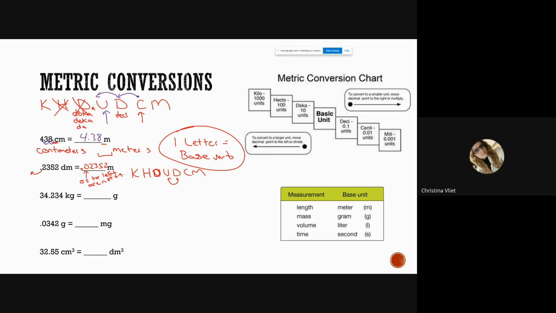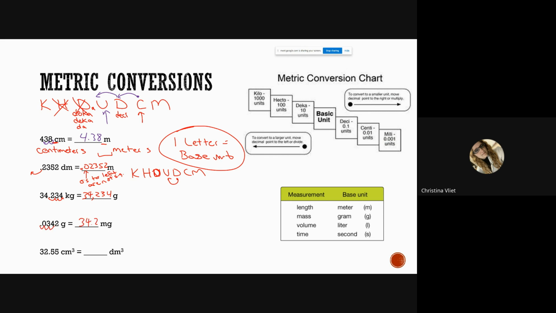All right, kilograms to grams. Next one. Move left or right? How many times? 3 to the right. 1, 2, 3. 34. Grams to milligrams. Move which direction? How many times? Grams to milligrams. 3 times to the right again.